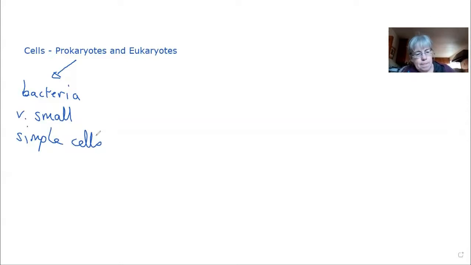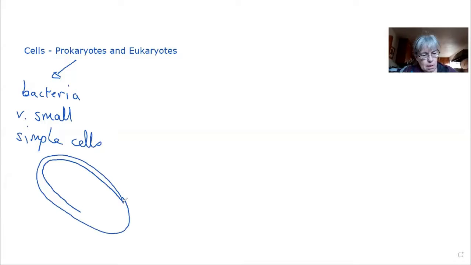We've got a cell wall, and then inside the cell wall you have a cell membrane. The cell wall is often protein, and inside that you just have a single loop of DNA, and that's pretty much it.